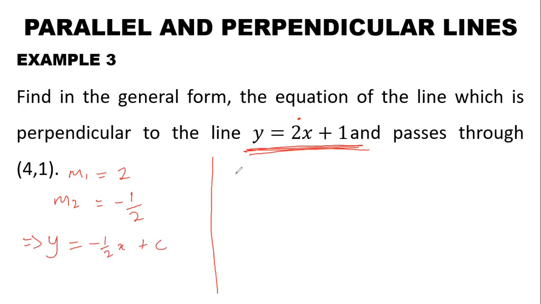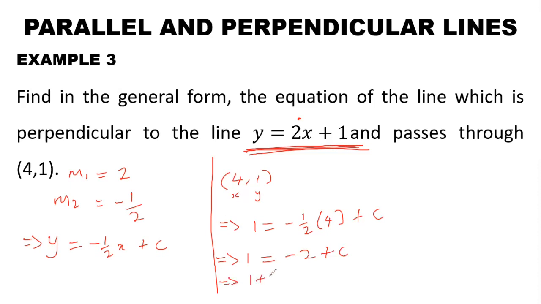Using the point 4, 1 implies that x is 4 and y is 1. Therefore, 1 is equal to -1/2 times 4 plus c. This implies that 1 is equal to -2 plus c. This implies that 1 plus 2 is equal to c. Therefore, c is equal to 3.